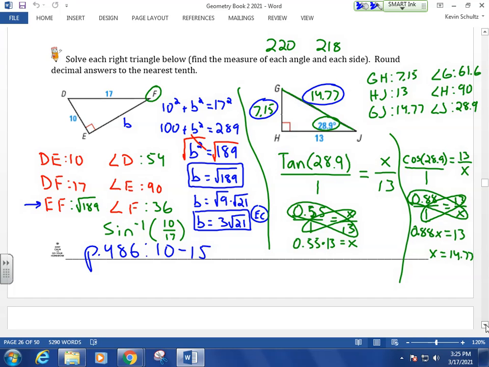You'll notice, using sine, cosine, tangent, our answers are in decimal form. When we did use Pythagorean theorem, it was left in root form, so just be wary of that too. Okay, leave Pythagorean theorem answers in root form, sine, cosine, tangent, and decimal form is fine.